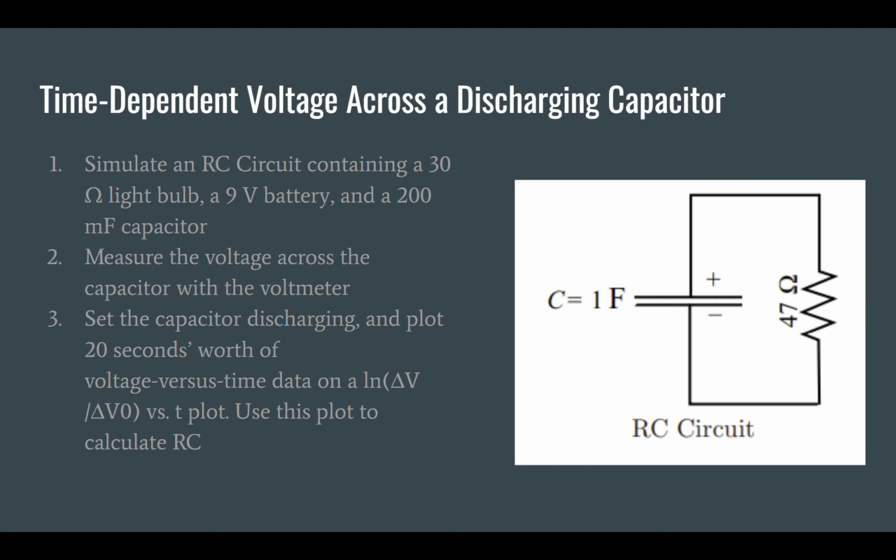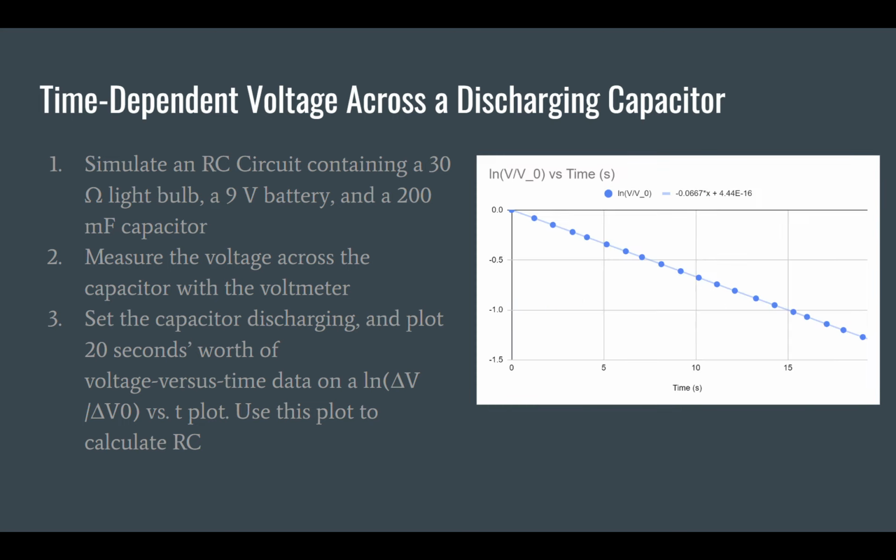Next, I worked with a time-dependent voltage across the discharging capacitor. So I set up the simulation in the CCK simulator and measured the voltage across the capacitor with a voltmeter, and set the capacitor to discharging and plotted 20 seconds worth. And that plot can be seen here on the screen. And that goes in a negative direction, which also makes sense based off the equation that we saw at the beginning of the presentation dealing with the situation. And so it made a nice line that we would have expected based off of the information given.